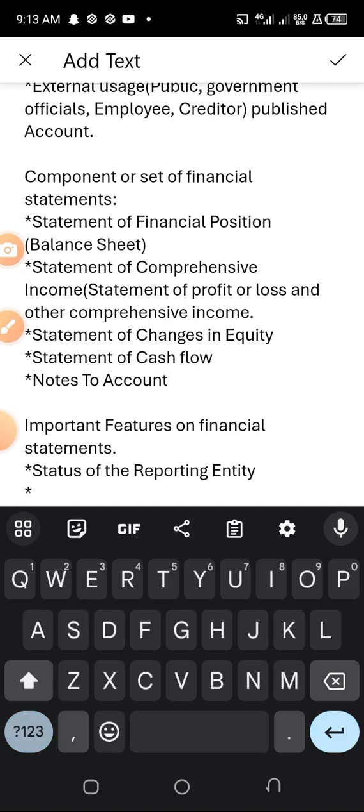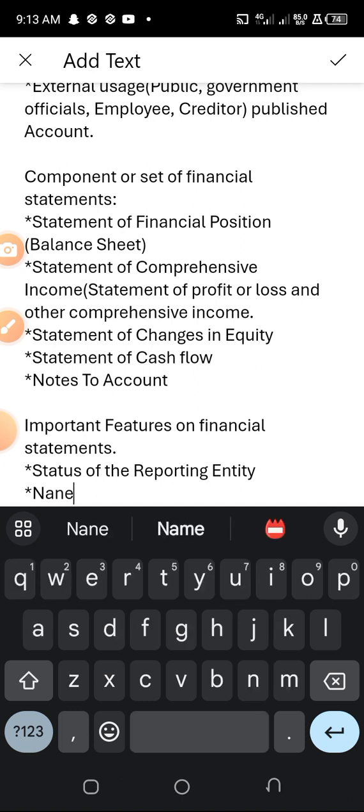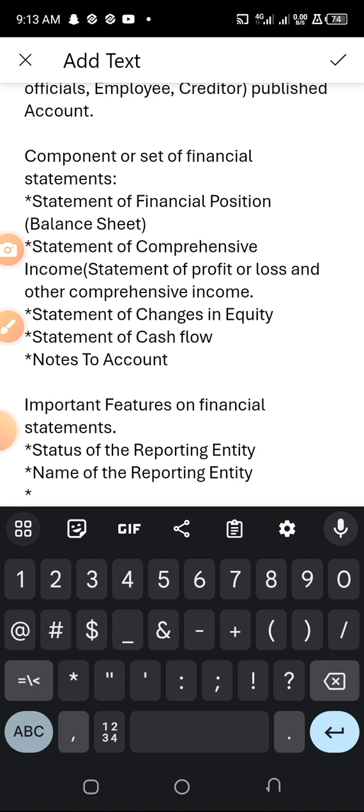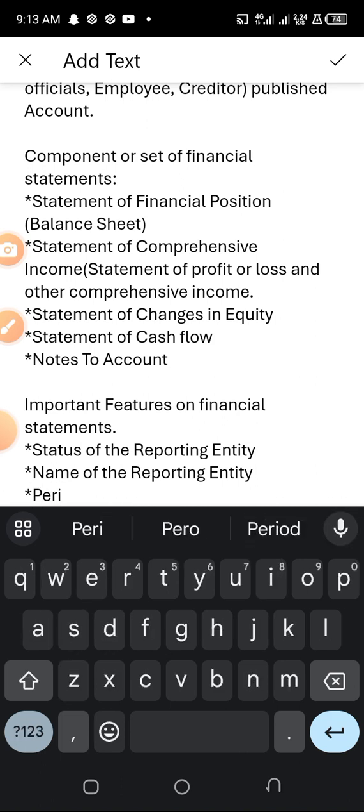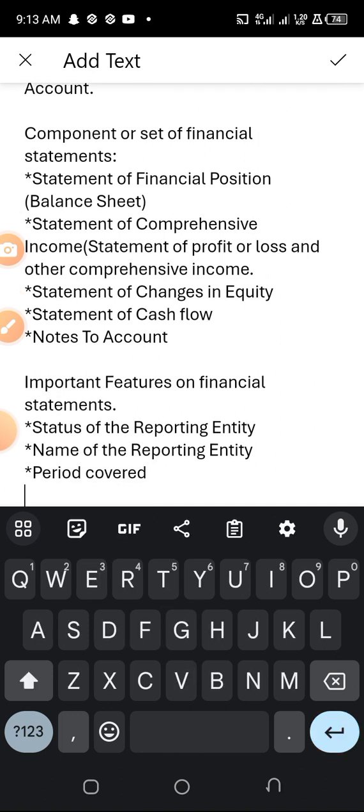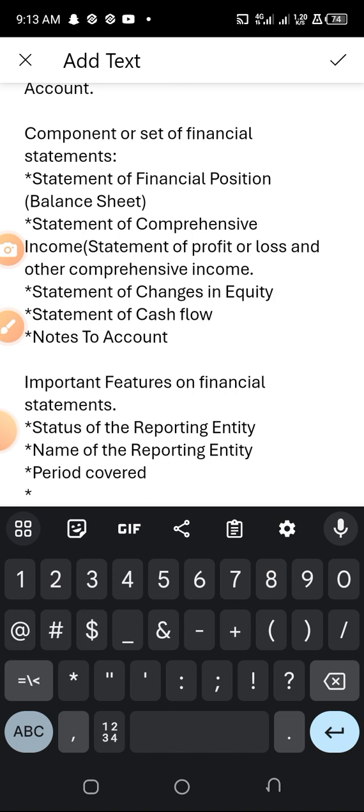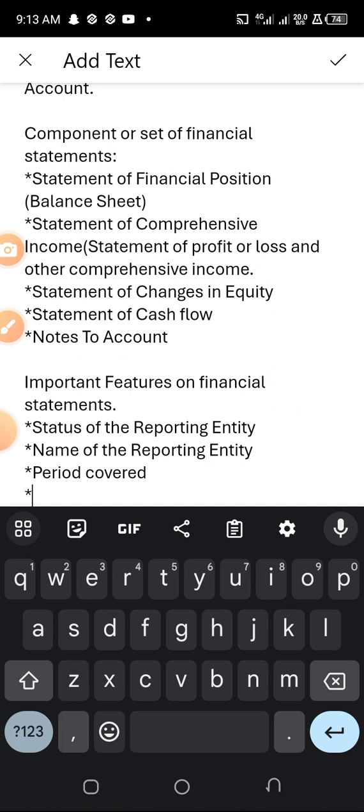Number two, it must state the name of the reporting entity. The name of the reporting entity must be stated. And then number three, it is important for you to state the period covered. And the next one is that a financial statement must also state the currency of presentation, the currency utilized in presentation.